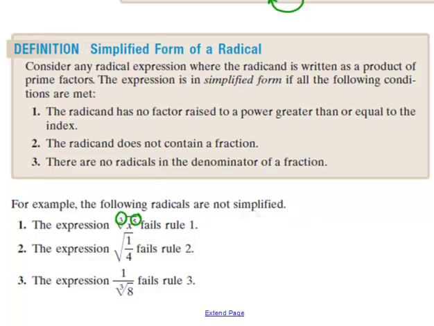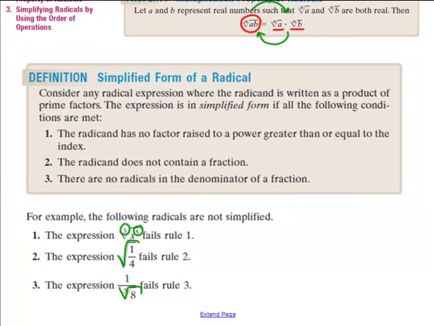The next condition is that the radicand does not contain a fraction. So if you have a fraction underneath your square root, cube root, whatever root you have, you need to do more. And then the third condition is the weirdest one. You cannot have a radical in the denominator of your fraction. So not only can you not have fractions underneath the square root, if you have a fraction, the stuff on the bottom cannot have a radical. So let's see how we can fix all of these mistakes and get them in their simplified form.